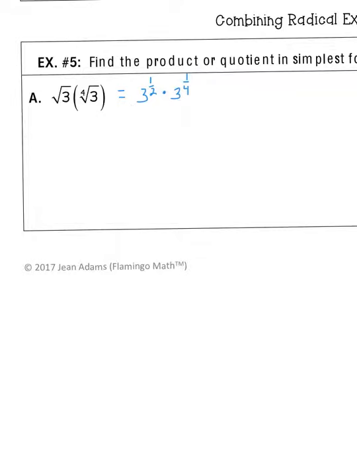So now I'm multiplying like bases, so I'm going to add their exponents. So 3 to the 1/2 plus 1/4. If you don't cook and you don't know what 1/2 plus 1/4 is, which is 3/4, then you're going to have to find like denominators. The like denominator should be 4, so I would have to multiply 2 by 2 to get a 4, and that means I have to multiply the numerator by 2. So I end up with 3 to the 2 plus 1 over 4. 2 plus 1 is 3. So 3 to the 3/4.